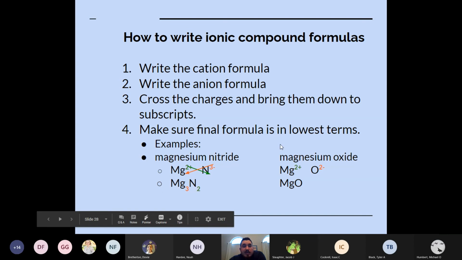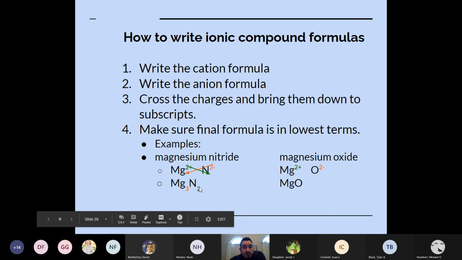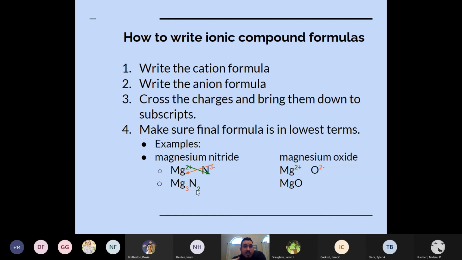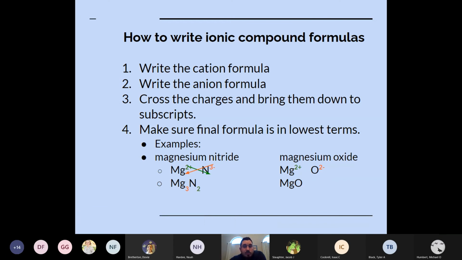Okay. Now, step number 4, make sure the formula is in the lowest terms. Okay, so for example, 3 to 2, that's the lowest reduction I can go, just like in math class when we want to reduce our units and stuff, our variables. Same thing in chemistry. So for example, magnesium oxide, if I crisscross the charge, it's going to be Mg2O2. Well, there's a common factor there too. Reduce them, you get Mg1O1. Okay, so you do want to make sure you reduce your formulas on there.